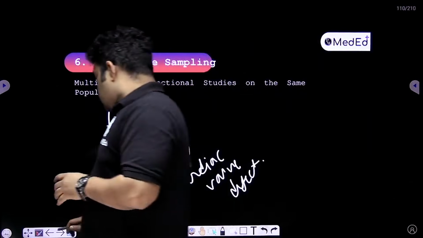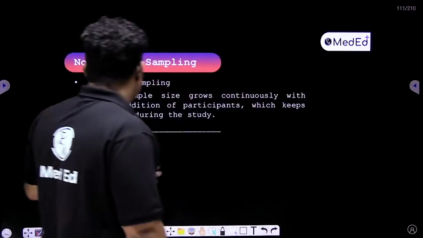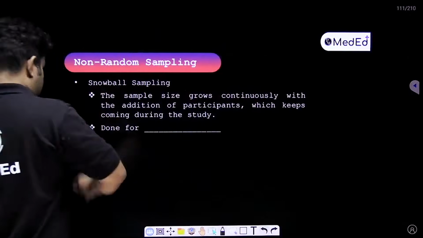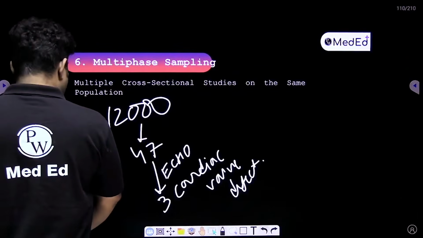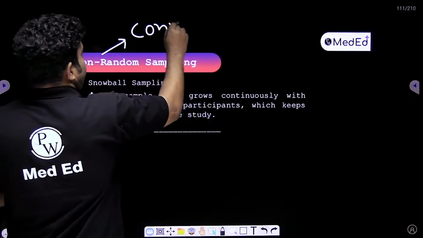So these are 6 simple random. Now in the non-random sampling, first is convenience sampling, and it's not written here, but I will discuss it. In the non-random sampling, first is convenience.